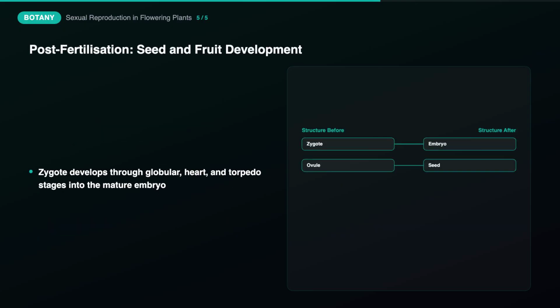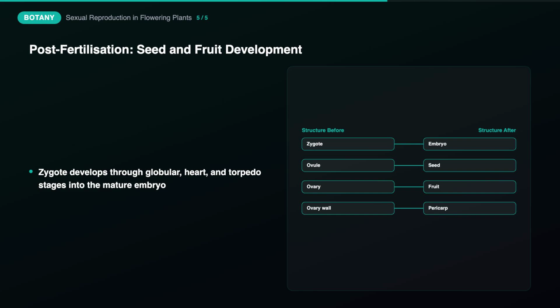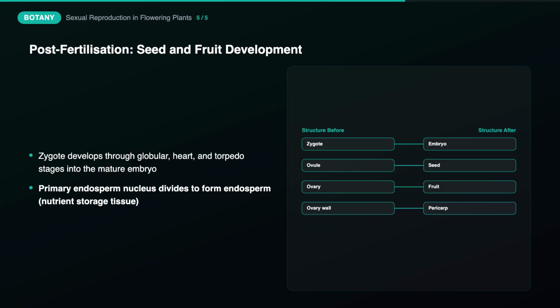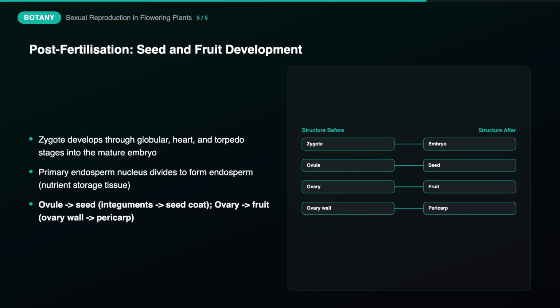After double fertilization, the flower undergoes a coordinated transformation. The zygote develops into the embryo, going through globular, heart-shaped, and torpedo stages before maturing into a fully formed embryo with a plumule, the future shoot, and a radicle, the future root. The primary endosperm nucleus divides repeatedly to form the endosperm tissue, which stores nutrients, and in some seeds like beans, this endosperm is entirely consumed by the growing embryo before the seed matures, while in others, like cereal grains, a substantial endosperm persists in the mature seed.